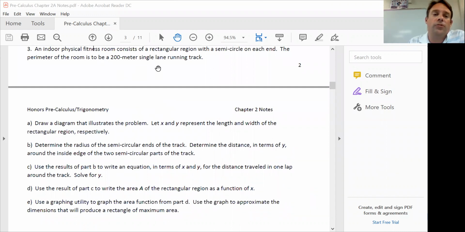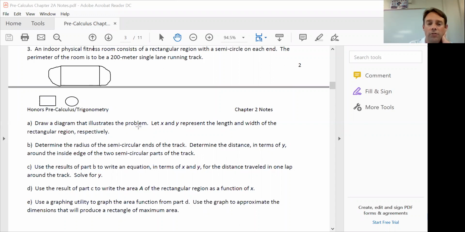It says, an indoor physical fitness room consists of a rectangular region. All right, well, let's see if we can't draw this here. A rectangular region, and it's got semicircles on the end. Well, that's usually what a track is. All right, realize this right here, it's the same thing as a rectangle. If I were to take those two semicircles and put them together, realize that would actually just be a circle. We just cut that circle in half.